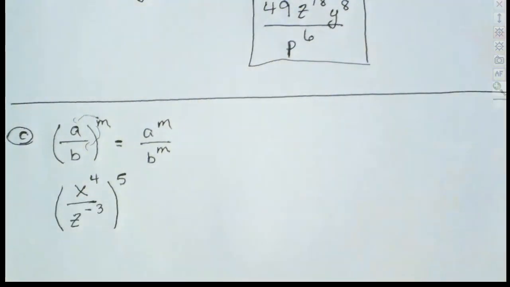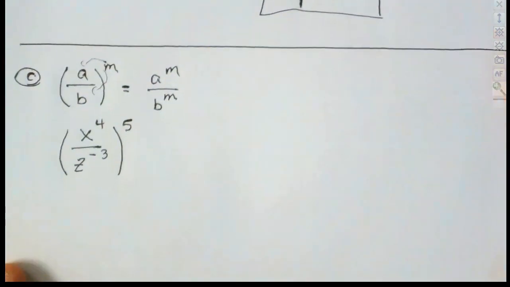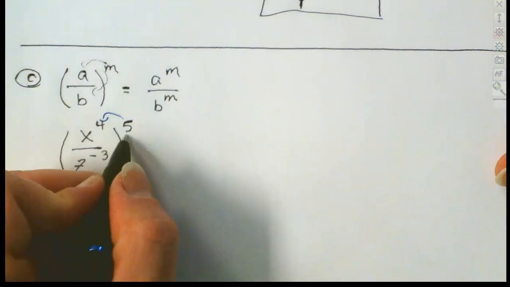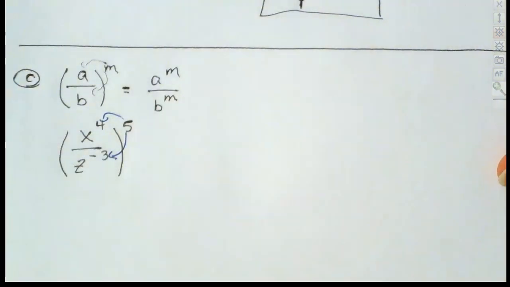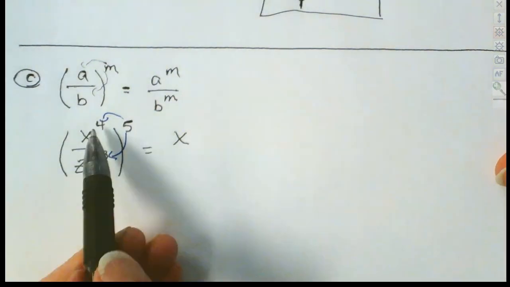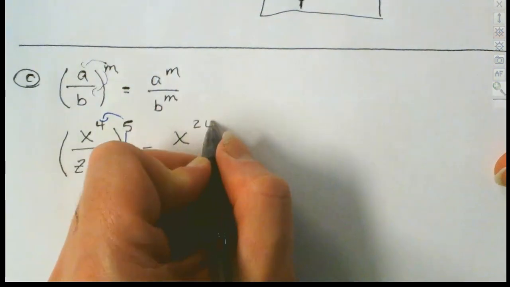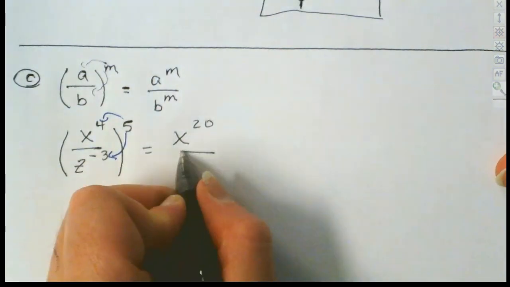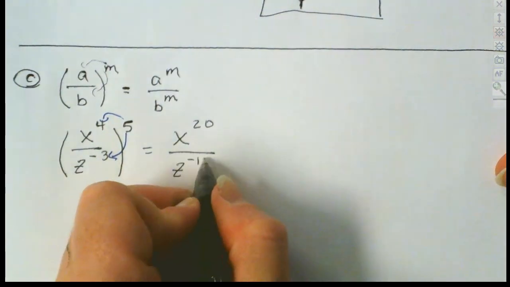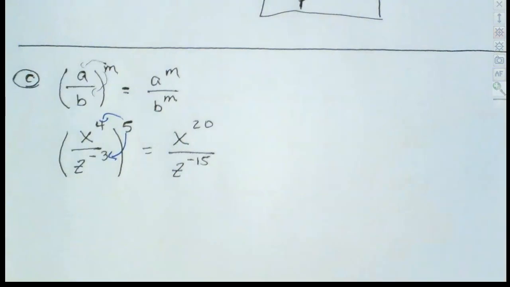Okay, so let's look at this one here. All right, well, what will we do with this one? Well, we have parentheses again, and that 5 is going to be distributed through. And we multiply. Parentheses make us multiply these powers. So that's going to be x to the 20th power, right? Because 4 times 5 is 20. And down below, we've got z to the negative 15th power.